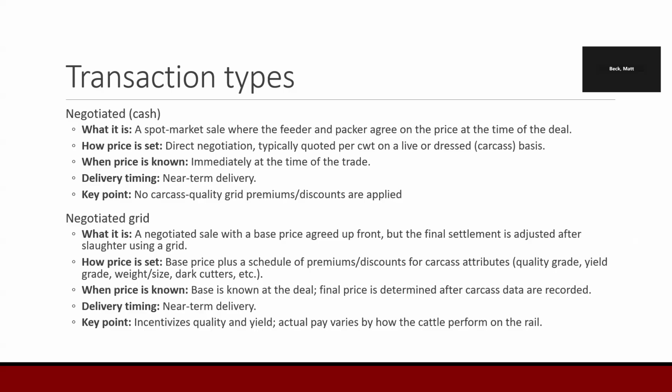All right. Again, still a near-term delivery. So this incentivizes quality grade, okay? Because the yield grade discounts are very small, and we'll look at some of these. And it puts more burden, risk maybe on the feeder. If they don't feed them to a high quality endpoint, they will receive lower price. Does that make sense?